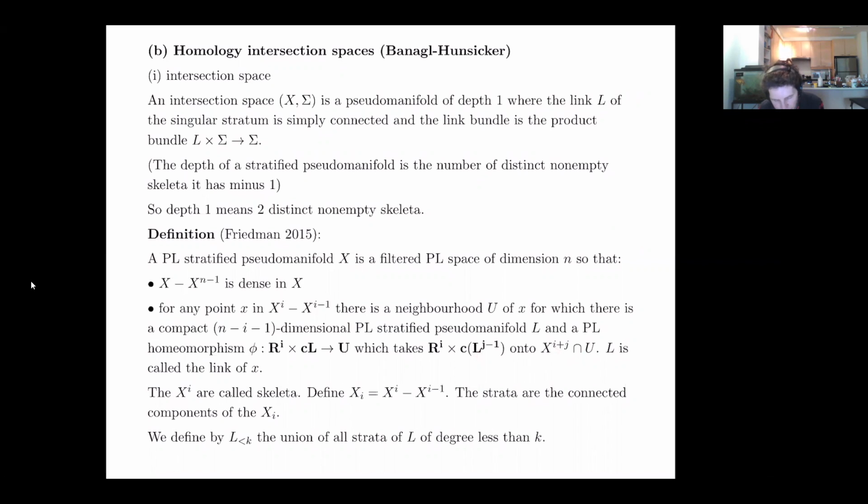So this is a local description of how these strata behave. The X_i are called skeleta, and you can denote this complement by X lower i, and then the strata are the connected components of the X lower i. We can define L less than K as the union of all the strata of L that are of degree less than K.